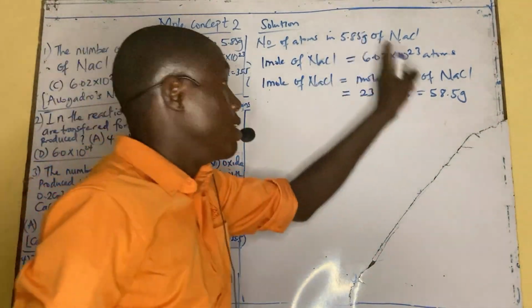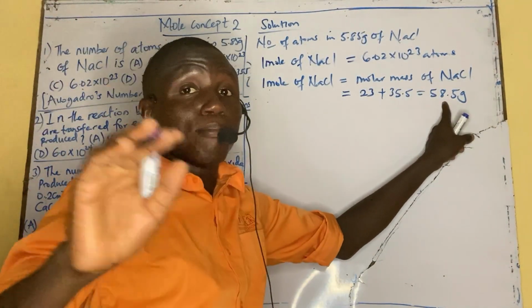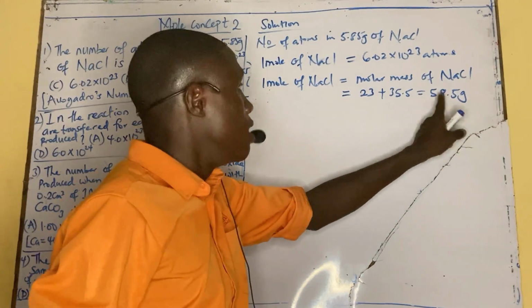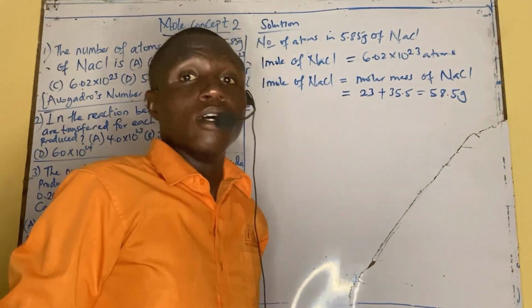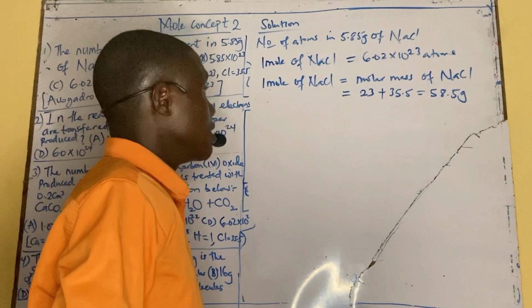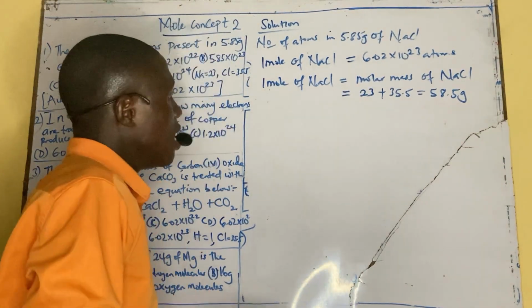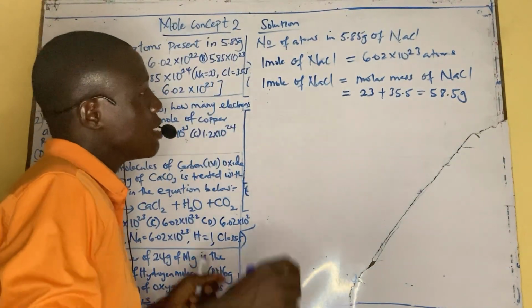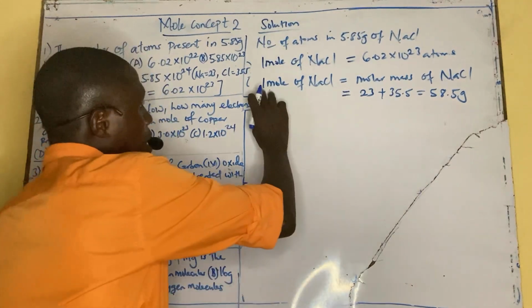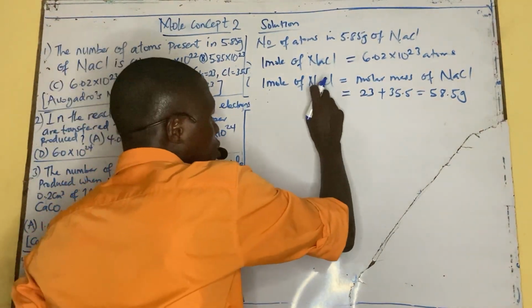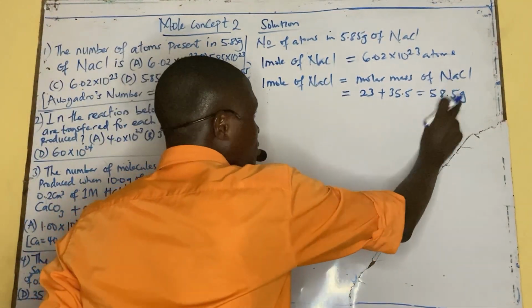But because you are using gram only here, just leave it as gram. You use gram per mole in volumetric analysis, but leave it as gram here. If you use gram, nobody will penalize you for that in this aspect. Now we have 58.5 gram. We have converted 1 mole of sodium chloride to 58.5 gram.